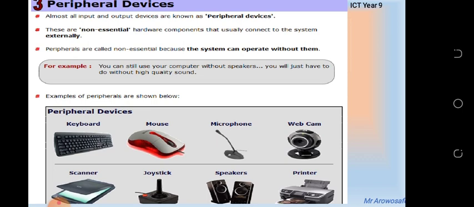Now, what are the examples? Number 1, keyboard. Number 2, mouse. Number 3, microphone. Number 4, webcam. Number 5, scanner. Number 6, joystick. Number 7, speakers. And the last one on my list here is printer. So all these are examples of peripheral devices.